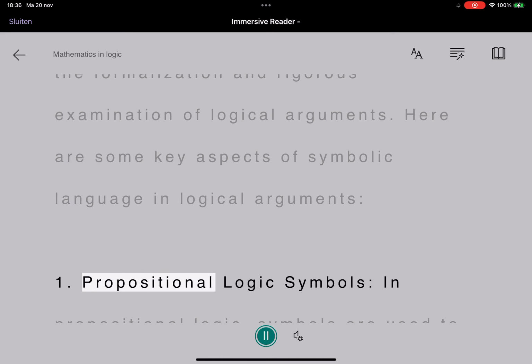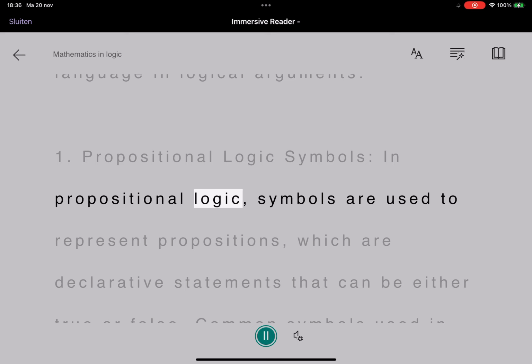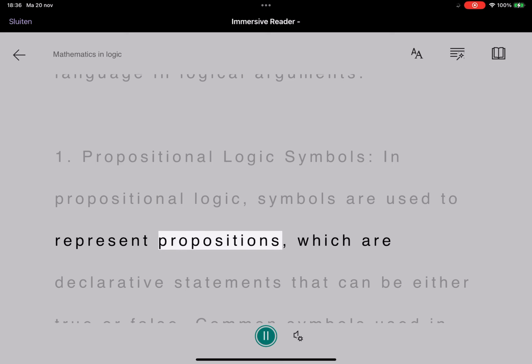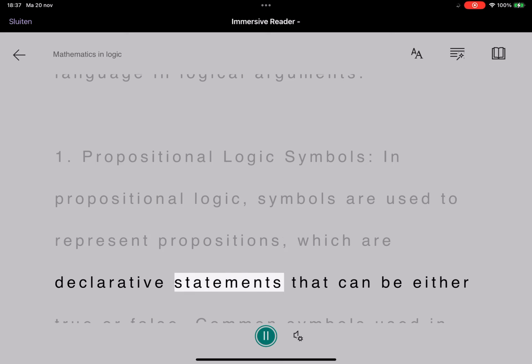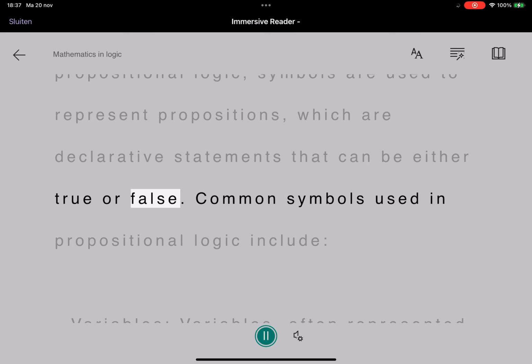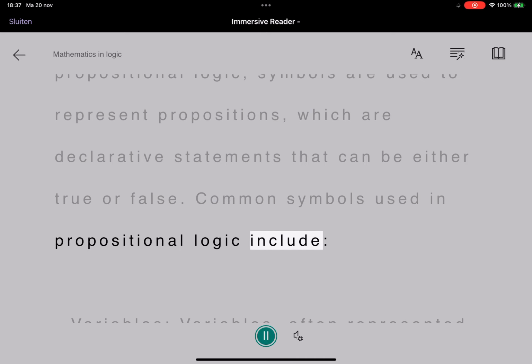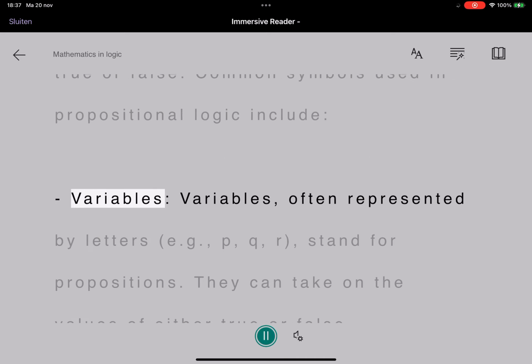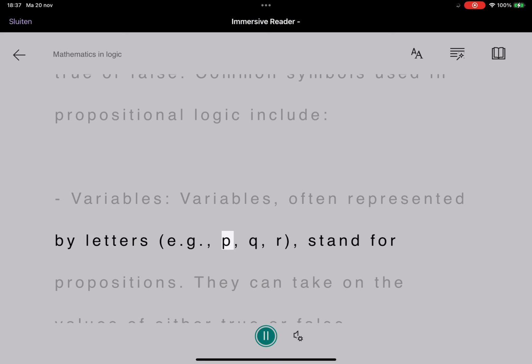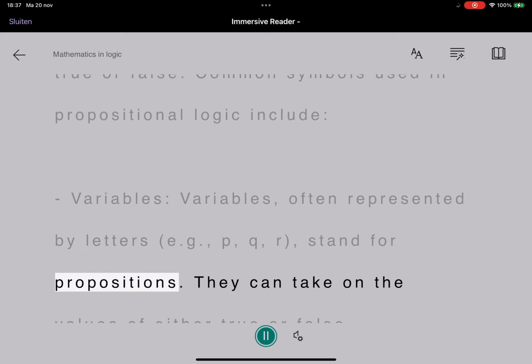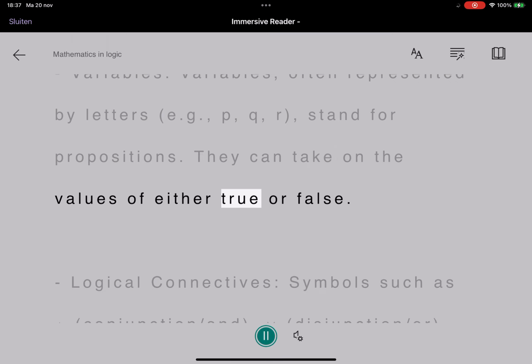Here are some key aspects of symbolic language in logical arguments. 1. Propositional logic symbols. In propositional logic, symbols are used to represent propositions, which are declarative statements that can be either true or false. Common symbols used in propositional logic include variables. Variables, often represented by letters, e.g., p, q, r, stand for propositions. They can take on the values of either true or false.